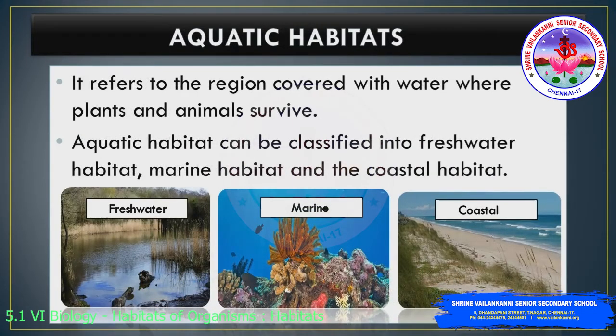Now we shall study about the aquatic habitats and the types of aquatic habitats. The aquatic habitat refers to the region which is covered with water where plants and animals survive. Aquatic habitat can be classified into freshwater habitat, marine habitat and coastal habitat.